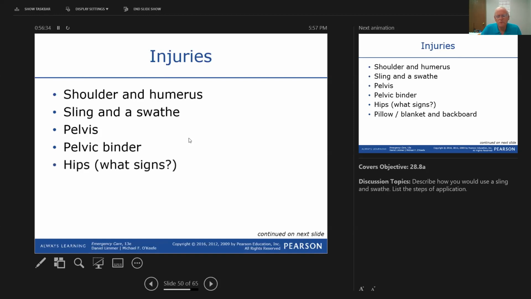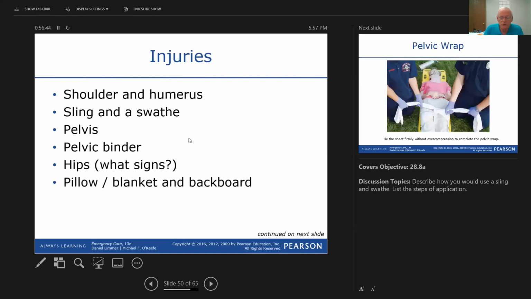Hip fractures, again, what do we look for? We look for that shortening and external rotation, okay? And for those, we can splint them with pillows. We put pillows underneath their knee.